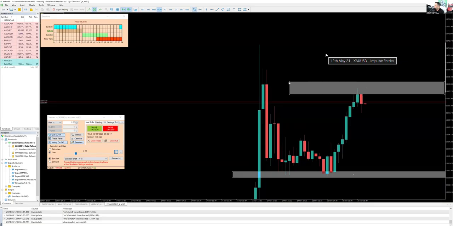Man, I hate MT5 and the way these zones work on MT5. I just truly hate it.